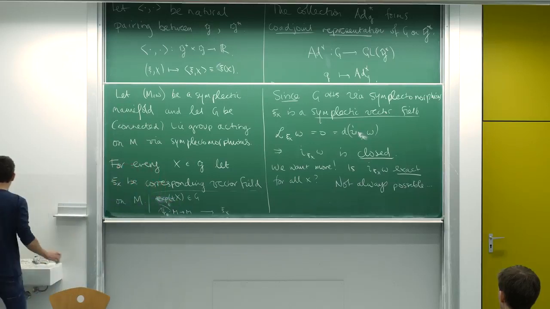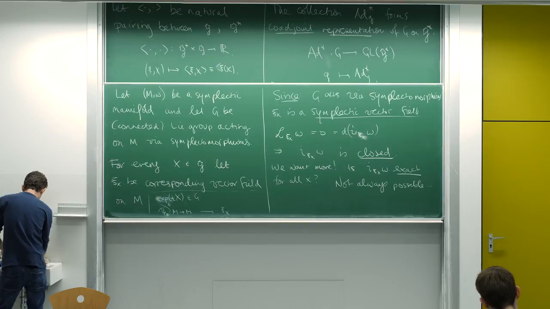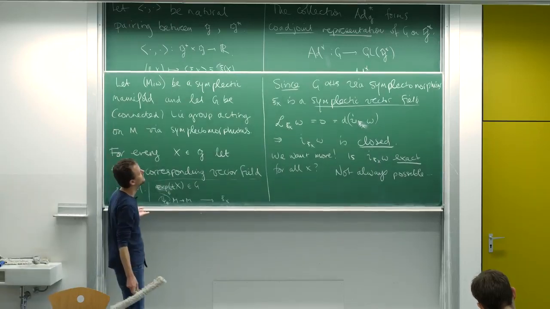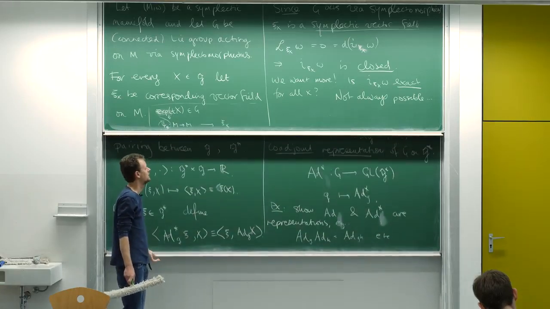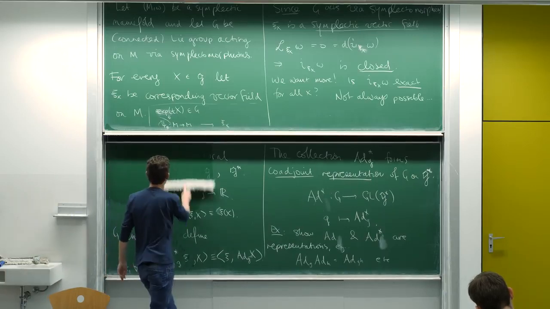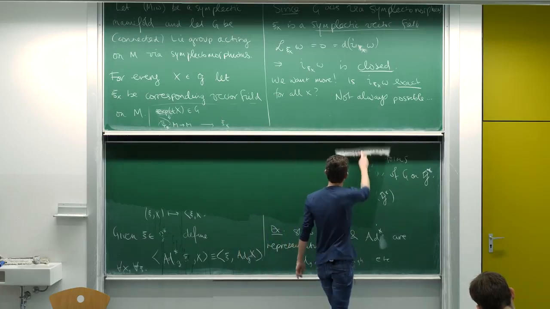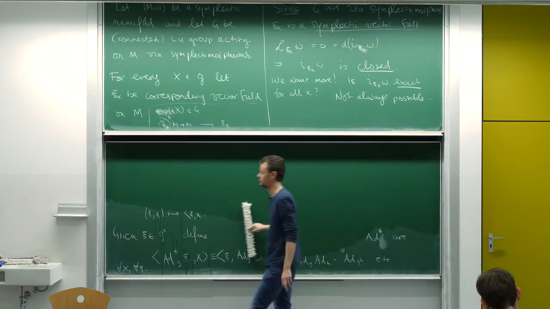But what we can do is at least spell out what we do want in terms of some conditions. And there's some obstructions to getting that this vector field psi is Hamiltonian. And we'll spell out those obstructions now.